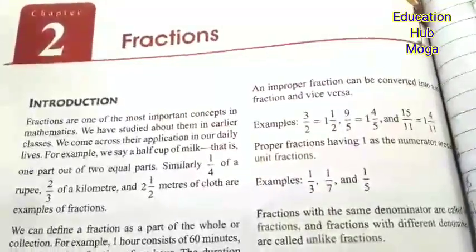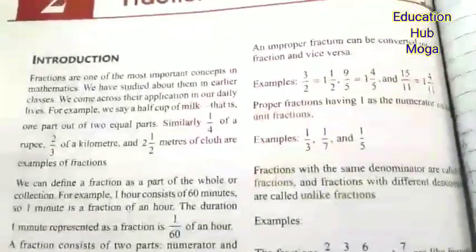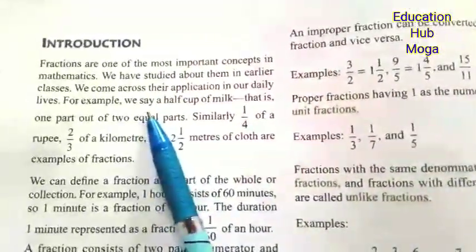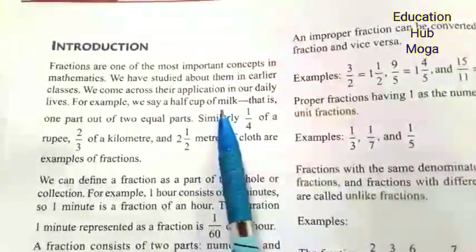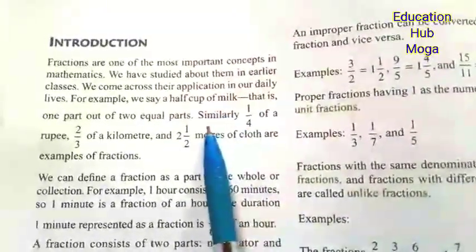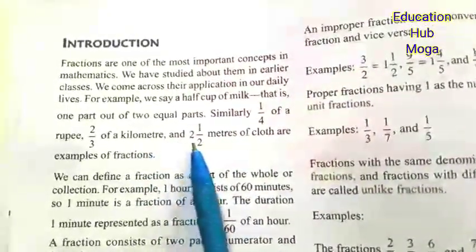Yes, 7th class. Today we start our next unit, second: Fractions. First of all, you should know what a fraction is. For example, a fraction is when we say a half cup of milk, which means 1/2 cup of milk. Similarly, 1/4 of a rupee, 2/3 of a kilometer, 2 into 1/2 meters of cloth are examples of fractions.